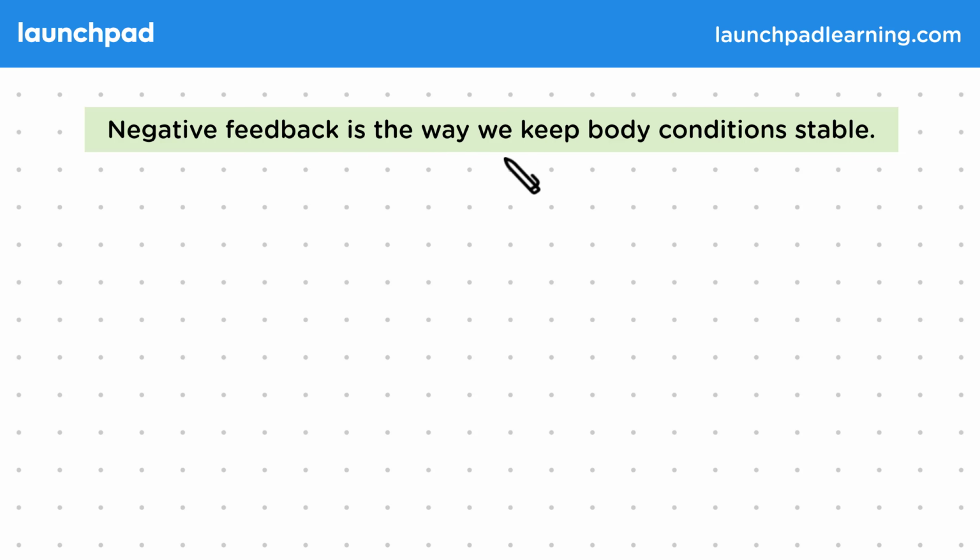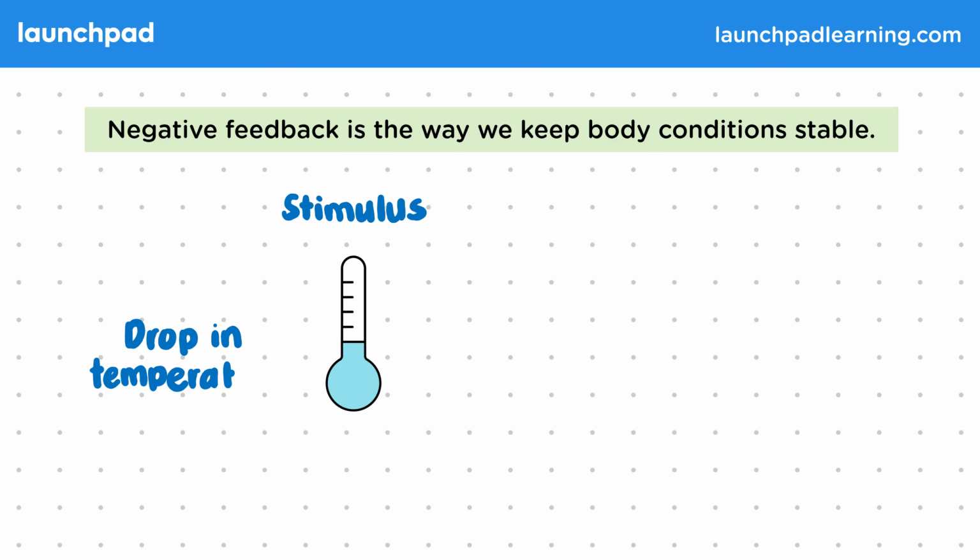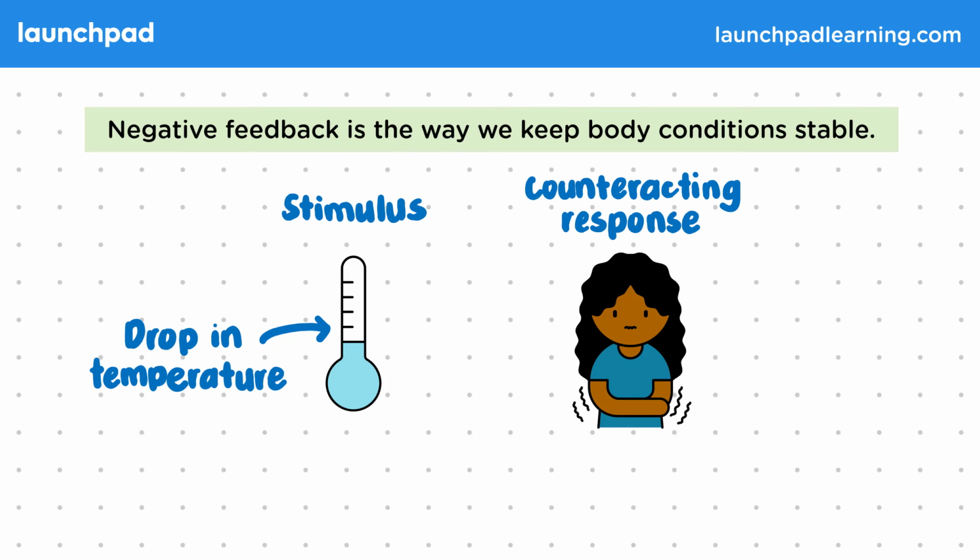Negative feedback is the way we keep body conditions stable. Remember that a stimulus is a change in the environment and it can be either internal or external. For example, a drop in body temperature would be an example of a change in the internal environment. The counteracting response in this case would be shivering because this counteracts the drop in temperature to return the body to a set point. Counteracting just means to act in the opposite direction to a certain change in the environment to neutralize it.